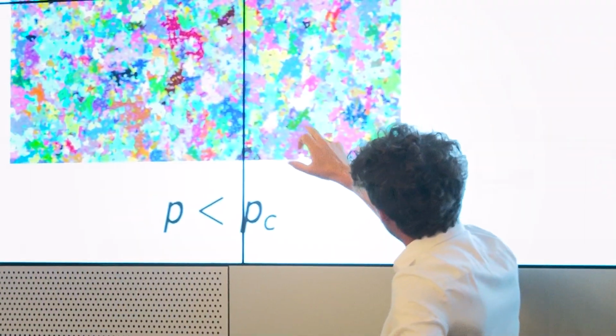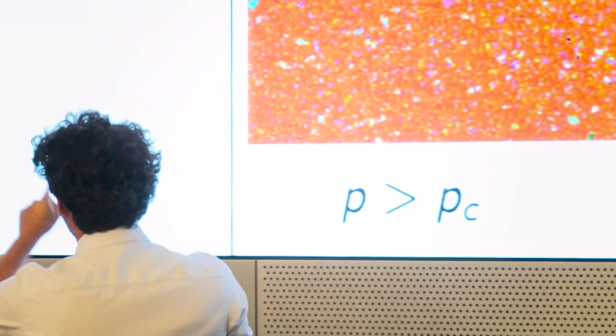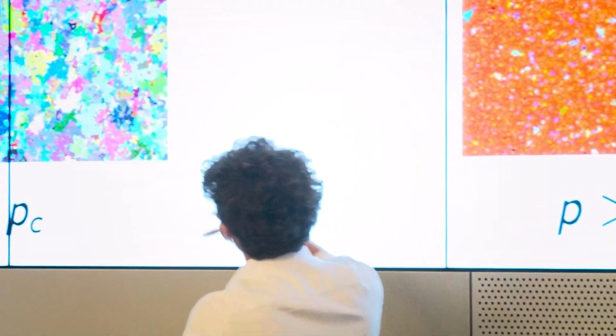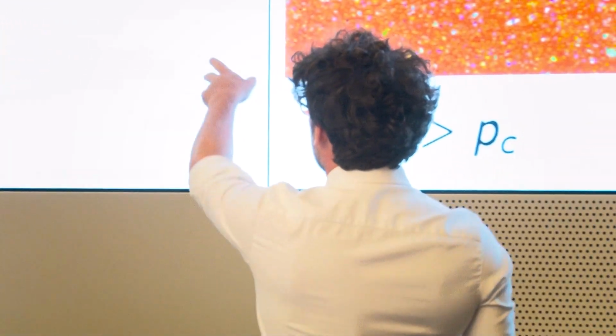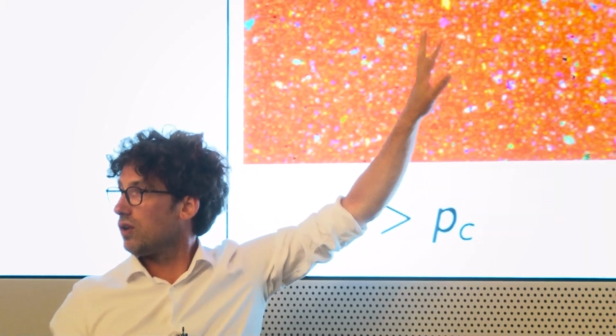So here it's a simulation for p equals 0.495. Here it's a simulation for p equals 0.505. So extremely close to 1/2 for both of them, one slightly below, one slightly above. And the colors are the connected components of my graph. Here you see that you have only very small ones, while here you have, it's not an anomaly, a huge one, the red one.